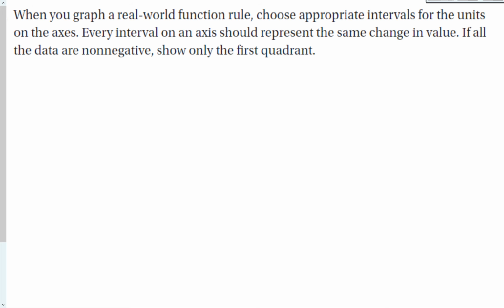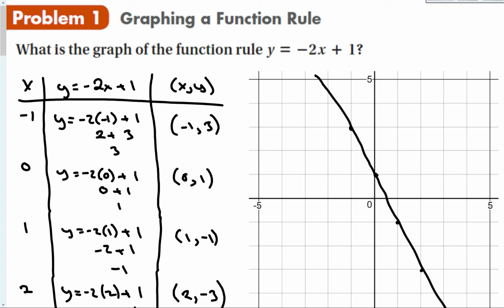When you graph a real-world function rule, choose the appropriate intervals for the values on the axes. Every interval on an axis should represent the same change in value. If all the data is non-negative, show only the first quadrant. So for these graphs, I have all four quadrants, 1, 2, 3, and 4. We have positive and negative.